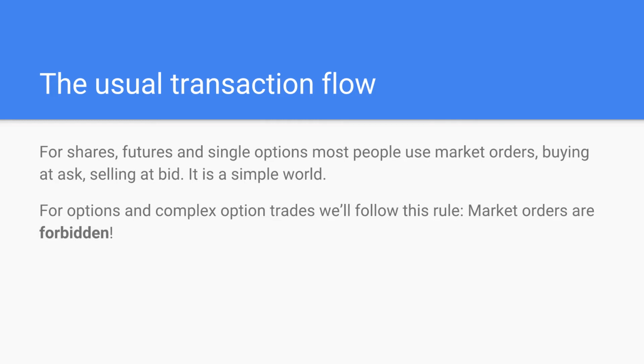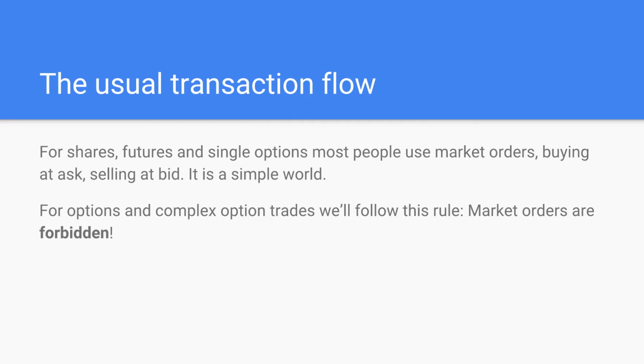So in the Gamma Optimizer room, and in general for your normal trading life, never use market orders for options or complex options. Never. No matter how liquid the option chain is, no matter how tight the bid and the ask of the options are, don't dare to send a market order.